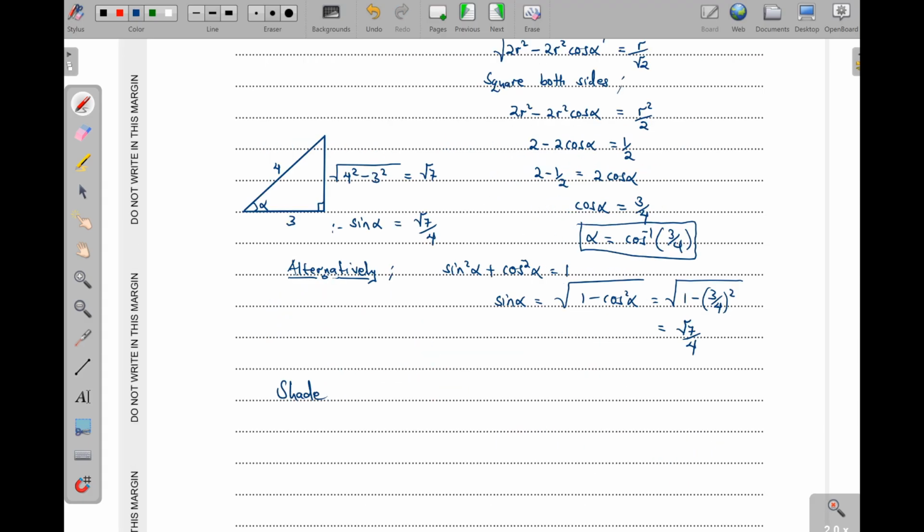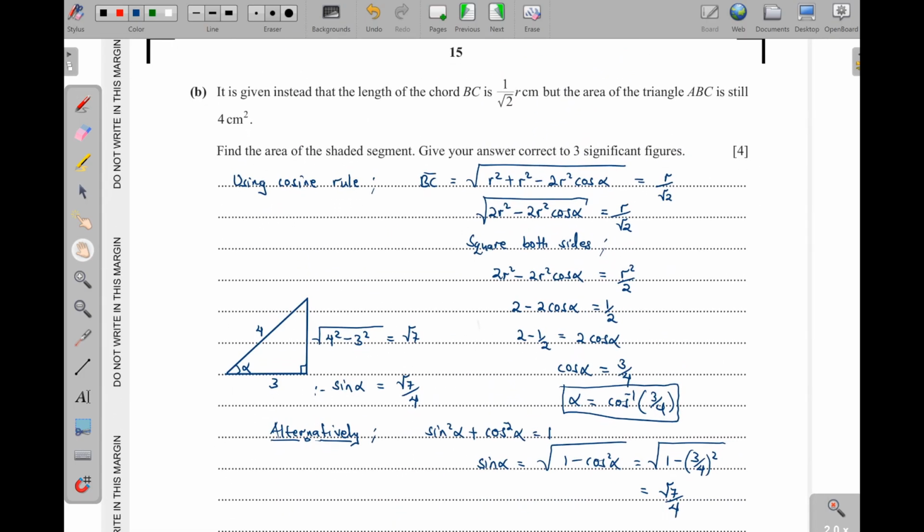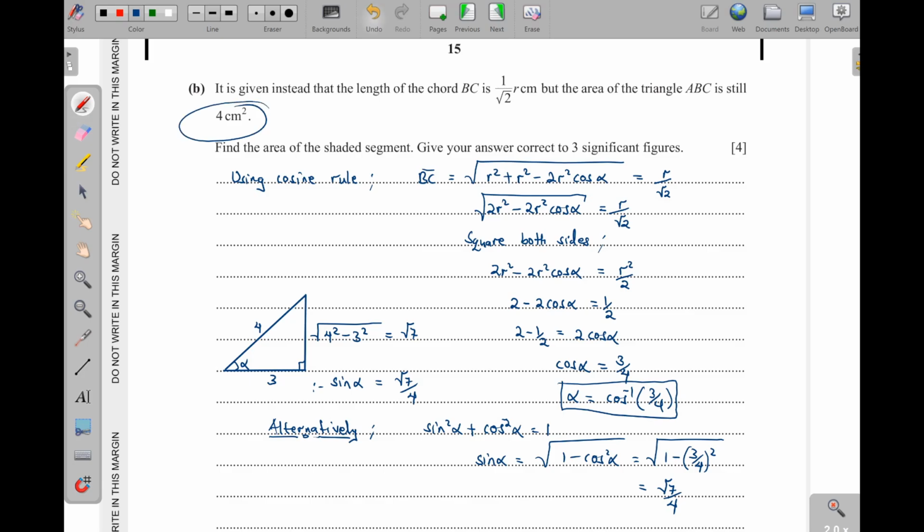Shaded area of segment, you know, we said is equal to area of sector minus area of triangle. So area of the sector is going to be a half r squared alpha, then minus area of the triangle, they said is still 4. Not so. They must have said so. It is still what? The 4.